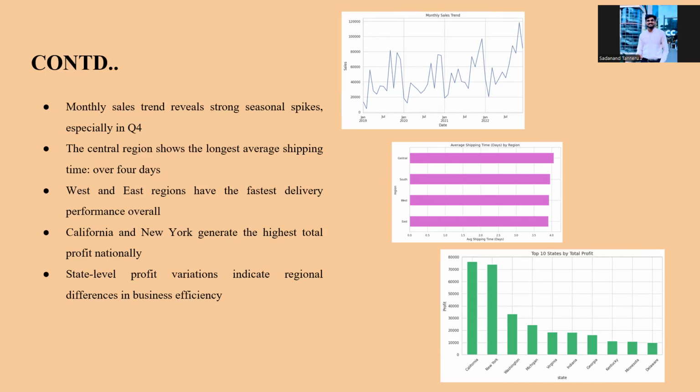So in this slide, the information is about the seasonal high of sales, which is also revealed with the help of time series analysis, namely in Q4. The shipping time by region is compared and it is exposed that there are delays in the Central region. The profit by state shows which states are the best financially. This lesson indicates that regional logistics can be improved and seasonal planning can be carried out.